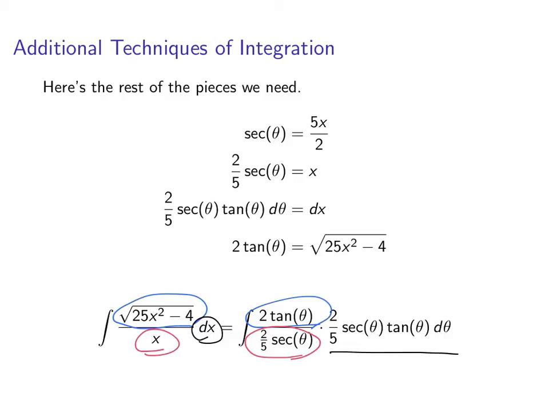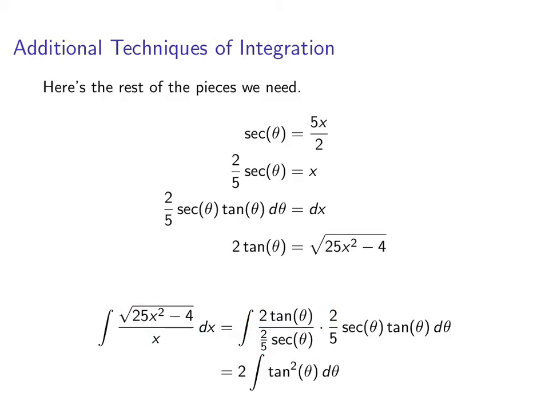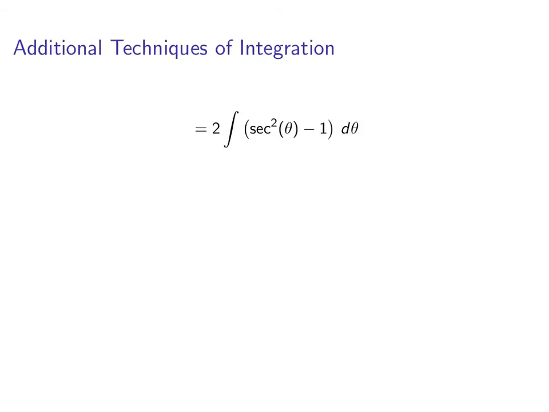All right, a little bit of algebra, and we now get 2 times the integral of tangent squared theta d theta. Now use your alternate Pythagorean identity. You can change this into secant squared theta minus 1. The reason this is useful is I don't know an antiderivative of tangent squared, but I do know an antiderivative of secant squared. It's just that easy, right? Antiderivative of secant squared theta will just be tangent theta.